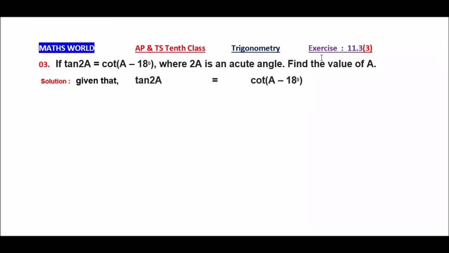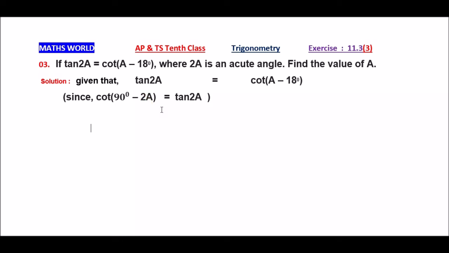So from the beginning of this exercise 11.3, I am telling all the trigonometric ratios should be same. So here tan, here cot. So I want to convert this tan into cot. We know that cot 90 minus theta is equal to tan theta. Like that, cot 90 minus 2a is equal to tan 2a.